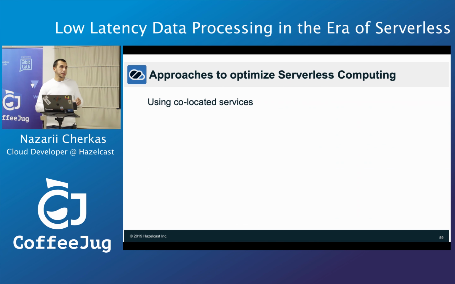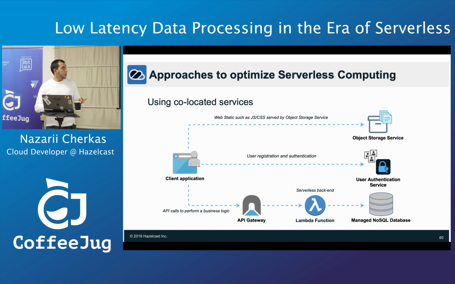Another very important point is how you deploy your application. Again, if we take some cloud application, it may use different managed services for database, for user authentication, for object storage. And it's not always the case that they are located in the same region, in the same availability zone. So when you design your system, you need to make sure that we can place them as close as possible to one another.